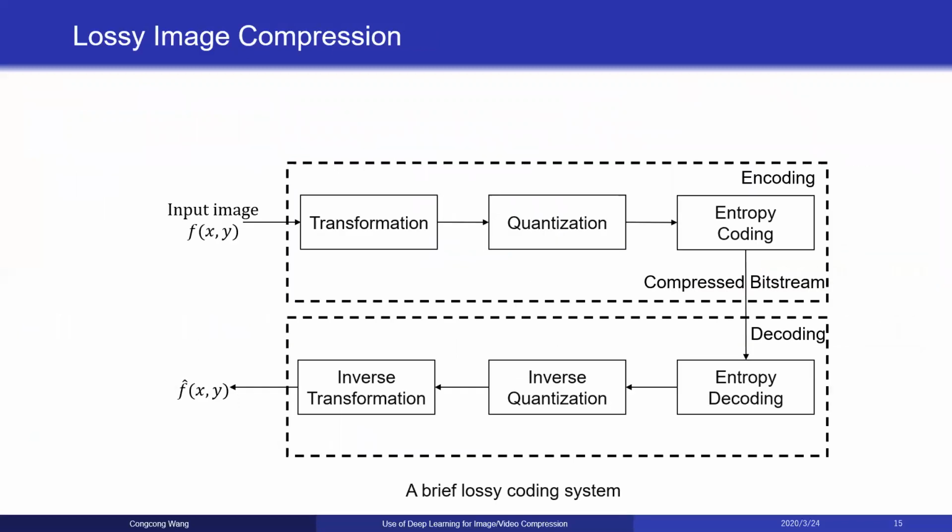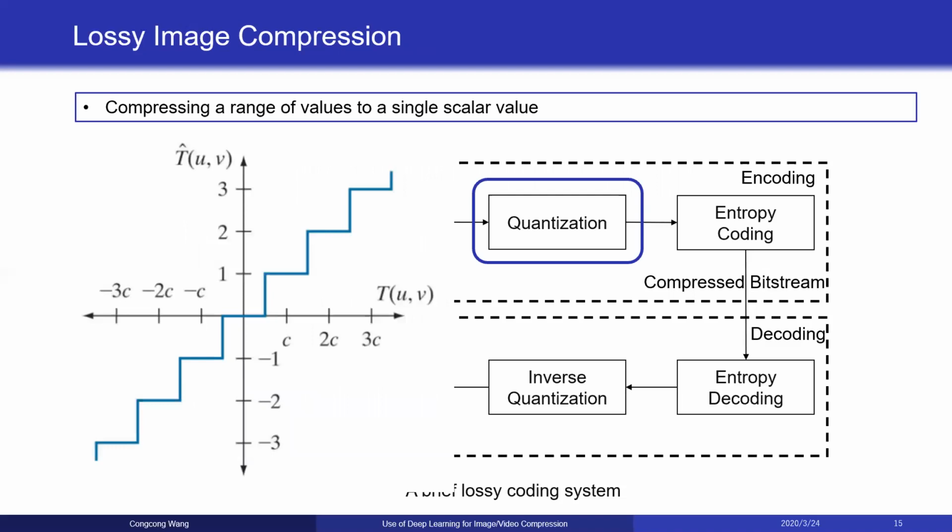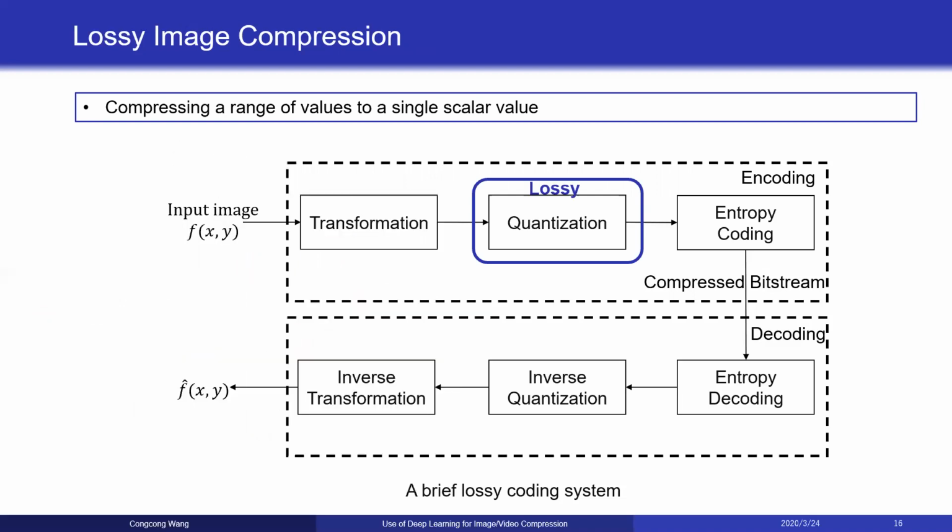So in order to have a higher compression rate, lossy systems are more widely used. The main difference is that a lossy system has a quantization step. Quantization is compressing a range of values to a single scalar value. As shown in the curve here, the values in this interval will be projected to 1. So quantization is a lossy step and can improve the compression ratio compared to a lossless system.